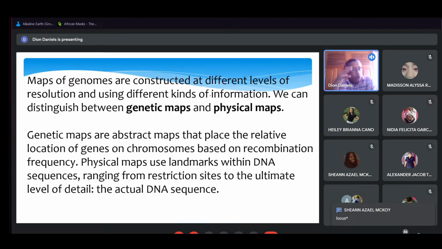So genetic maps show the relative location of genes on chromosomes based on recombination frequency. We talked about this in our previous class, using recombination frequency to determine distance between genes. Physical maps use landmarks within DNA sequences, ranging from restriction sites to the ultimate level of detail, the actual DNA sequence. So DNA sequencing plays a key role in building physical maps.